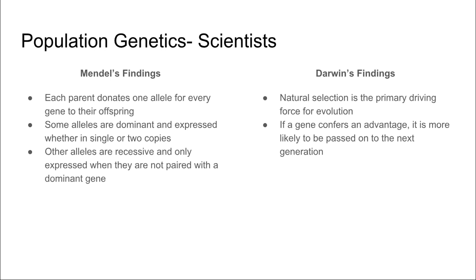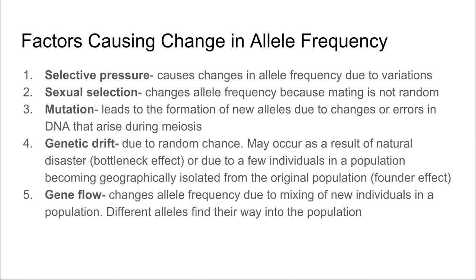Mendel studied population genetics, and he knew that each parent donated one allele, and that some alleles are dominant, others are recessive, and they can be expressed in single or two copies. Only recessive genes are expressed when they're not paired with a dominant gene. And then Darwin figured that natural selection drives evolution, and if a gene is advantageous, it's going to be passed on to the next generation.